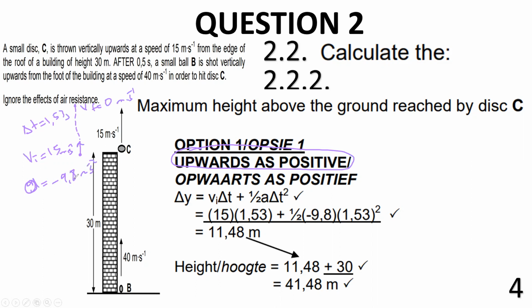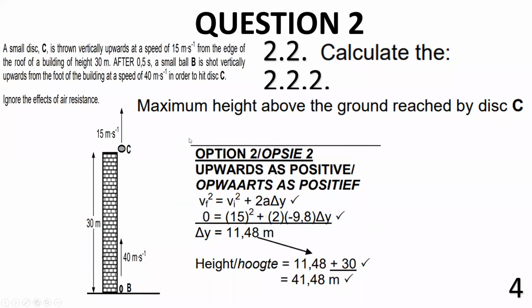So you know everything. Now you can use this formula or another formula, guys. So delta y is equal to V initial times delta t plus half acceleration times delta t squared. Just substitute into this formula, and then you are getting 11.48. But we must add 30 meters because they said maximum height from ground. So you are getting 11.48 meters from the initial position, but from the ground we have an extra 30 meters. You're just adding 30 meters and done. All right, let's continue with the next question.